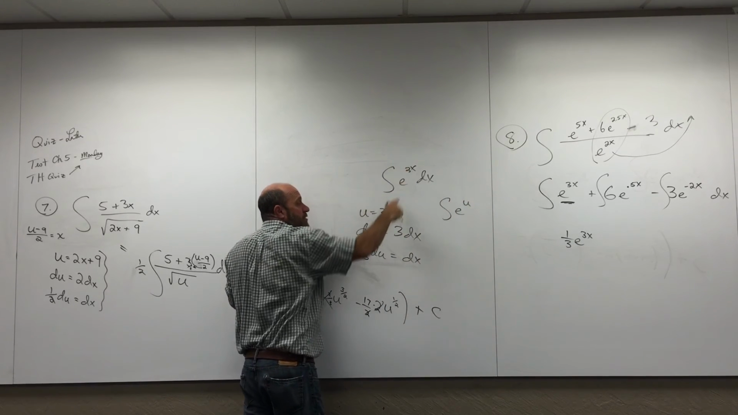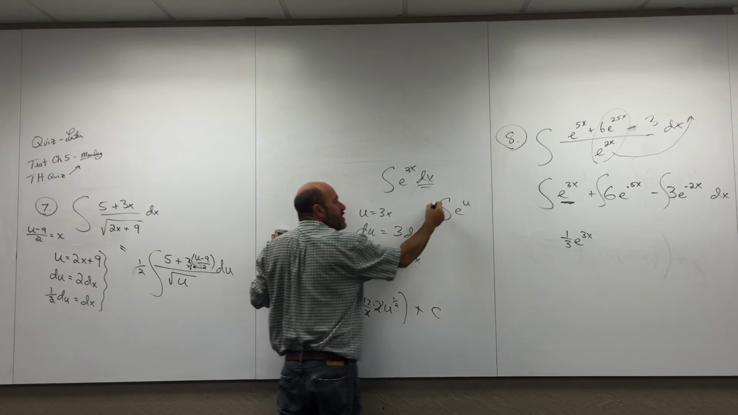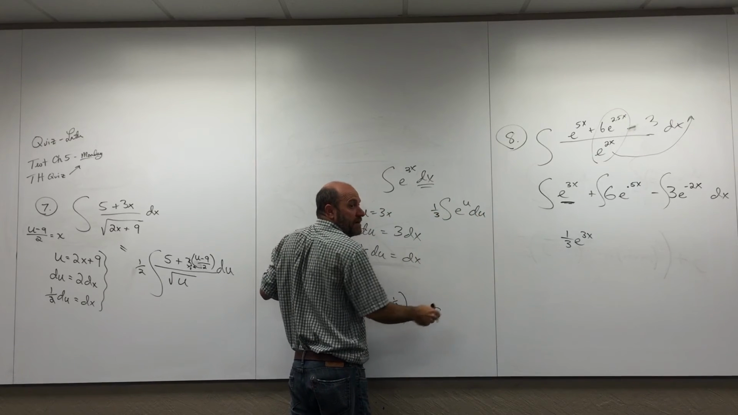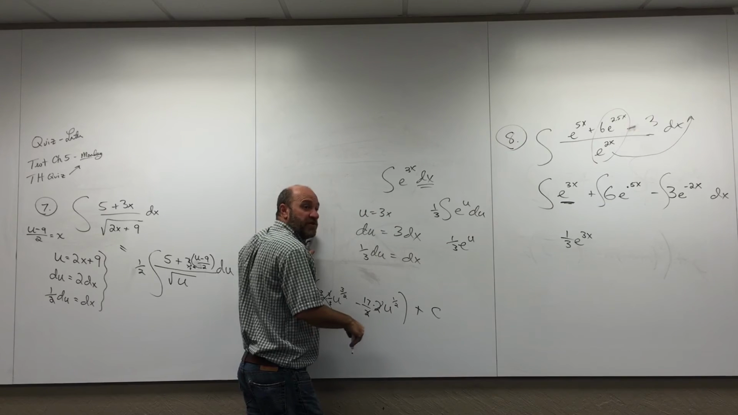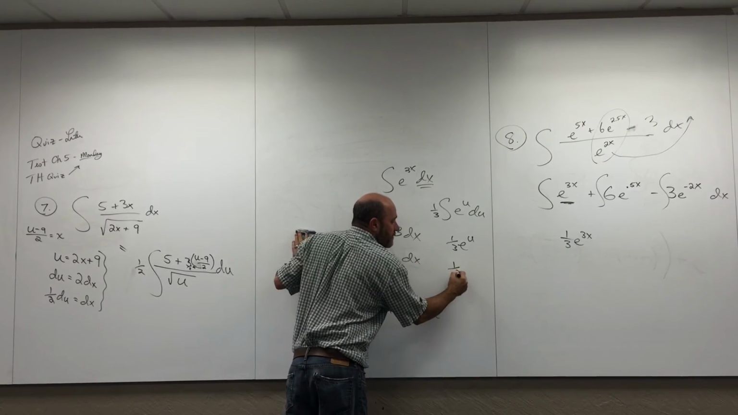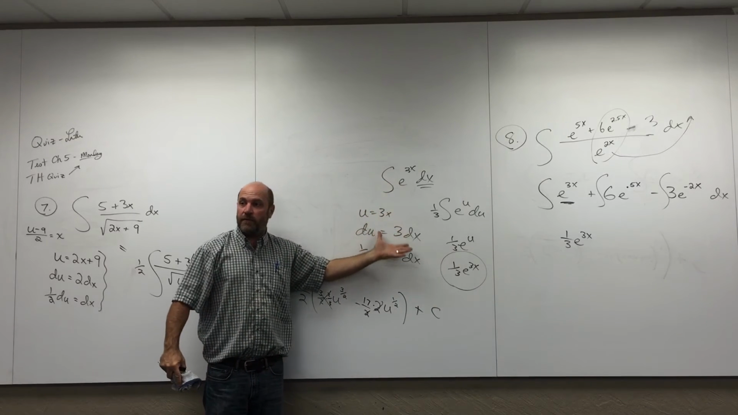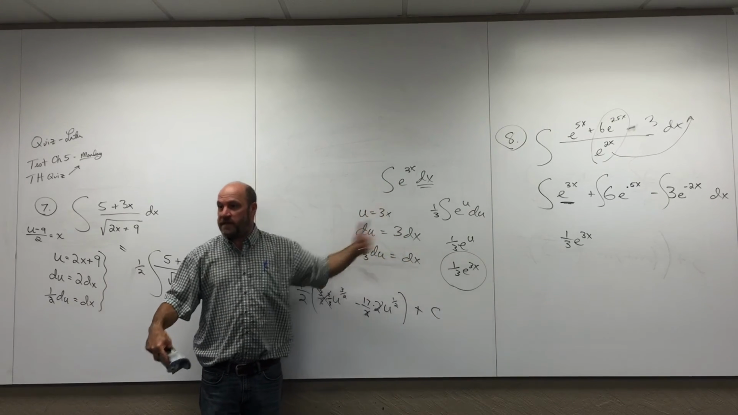Do you agree? E to the u, right. And then what is the dx? 1/3 du. I pull the 1/3 out front, I put the du here, and then I integrate e to the u. E to the u is e to the u with a 1/3 in front of it. And what's u? 3x. I was worried you needed convincing, so I just tried to convince you of why it spits out a 1/3.